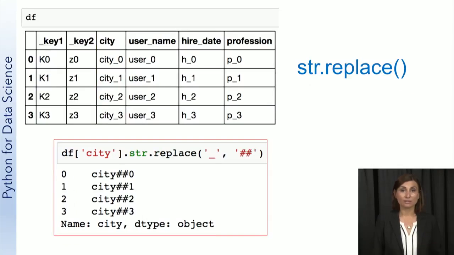Using the replace operation, we can replace a substring with another one. For example, we are replacing the underscore character with 2 hashtags here.